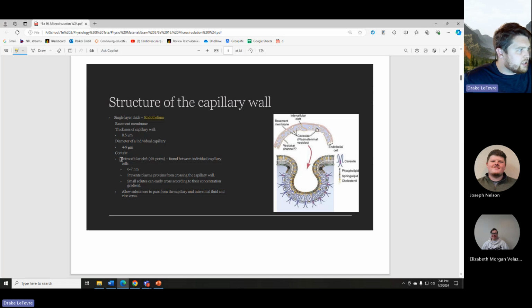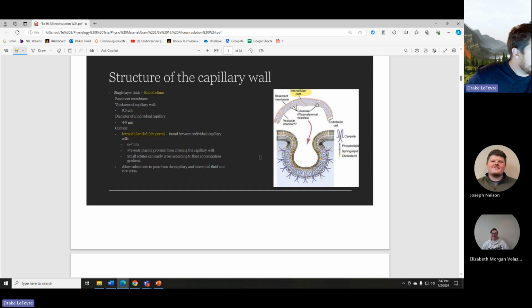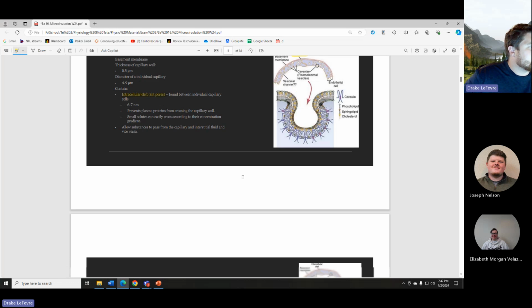You have this thing called an intercellular cleft or slit pore, because the whole point of the capillary is to let things go out. So there's our intercellular cleft right there. We need to have these little openings for stuff to leave the capillaries and to enter the capillaries, and that happens in between the cells, which prevents the plasma proteins, but lets the small solutes through.